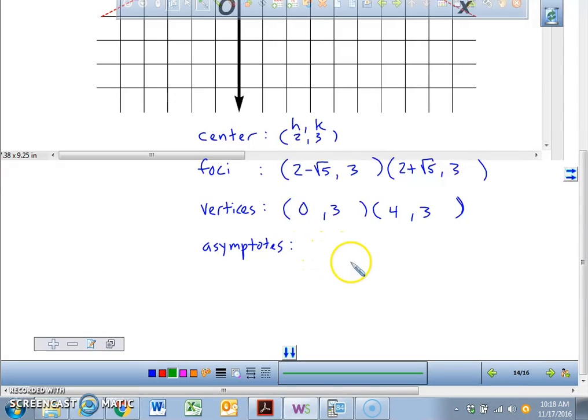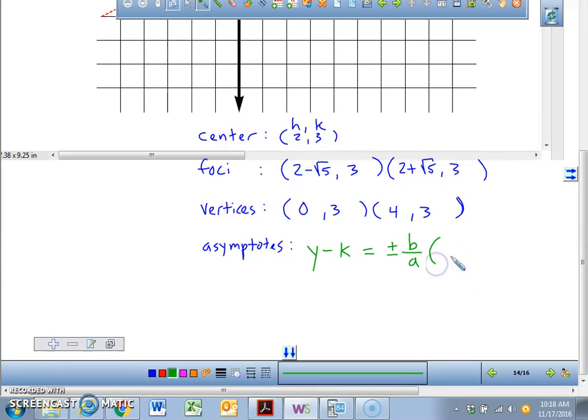All right, what was that equation, everybody, again, for the asymptotes? Y minus k equals plus or minus b over a, open parentheses, x minus h. All right, so right here, for this particular one, we are going to take our information and plug it in. And basically, this is in point-slope form. This equation is in point-slope form, where you have a point and a slope.